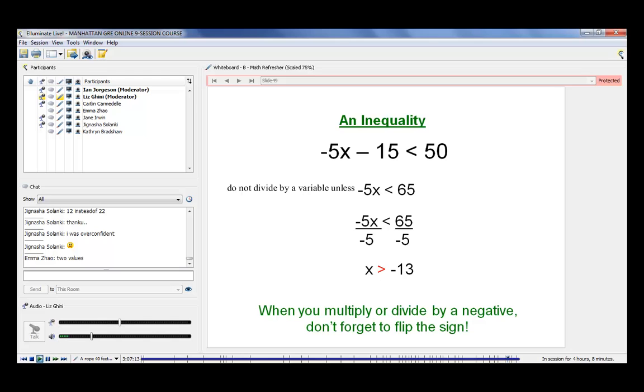Because you don't know what to do with the inequality. You don't know whether to flip it or not. So this is a very important rule to remember, and it is a mathematical error to divide by a variable if you don't know its sign. They're going to try and trick you into doing this. So before you divide by a variable, make sure you know its sign.